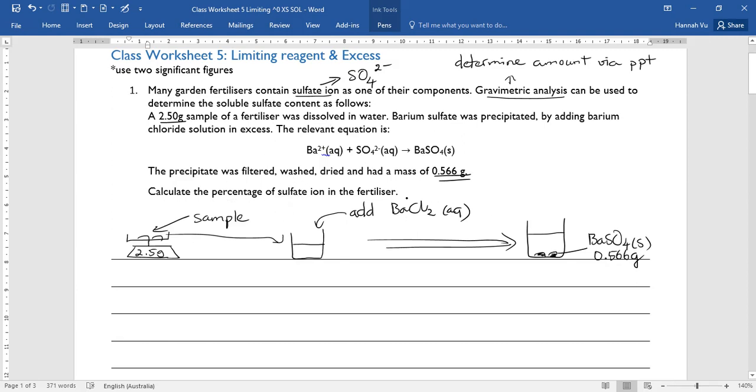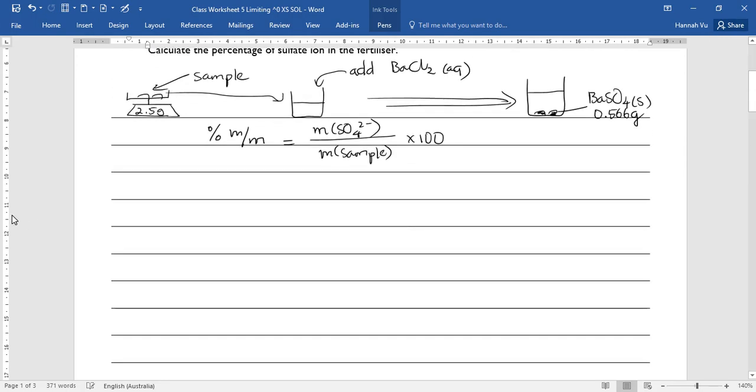If you want to determine percentage of sulfate ion, essentially this is percentage by mass of sulfate ion in the fertilizer. So it's going to be mass of sulfate ion over mass of sample times 100. That is ultimately what you need to calculate. We already have the mass of the sample, which is 2.5 grams. So what we need to do is to use the mass of the precipitate to determine the mass of sulfate ions.